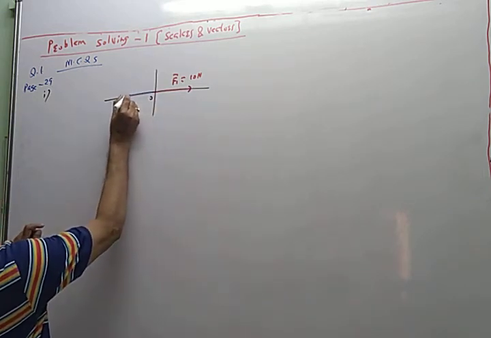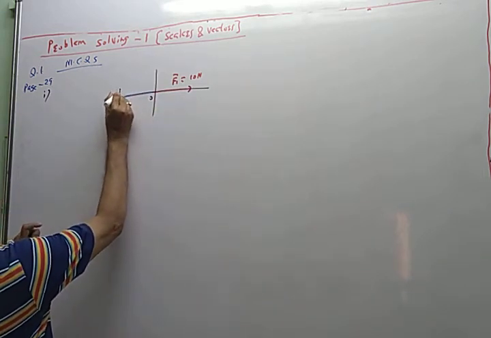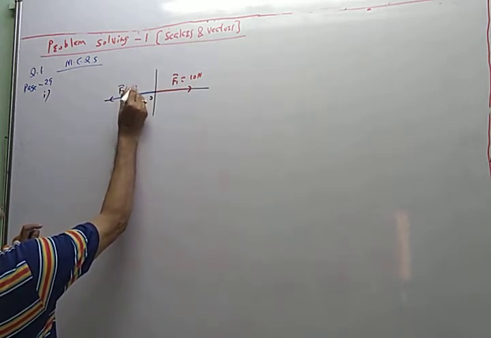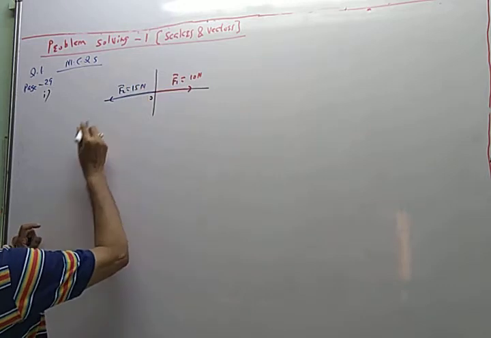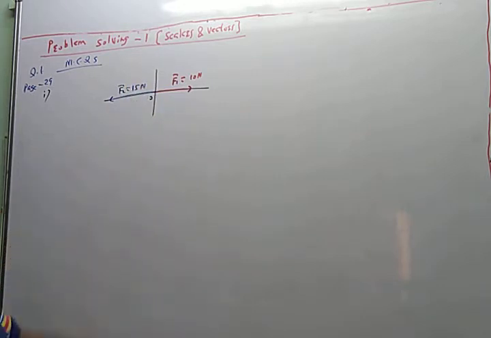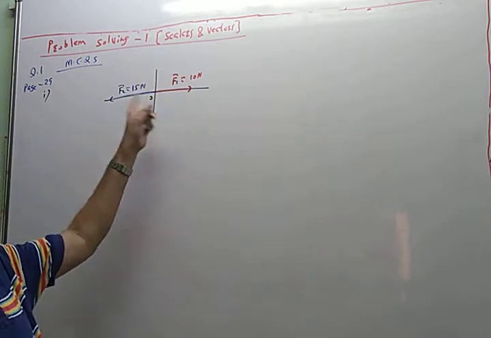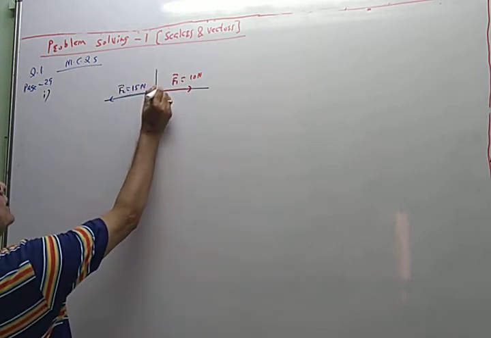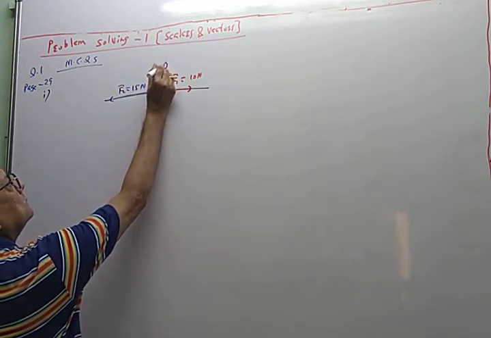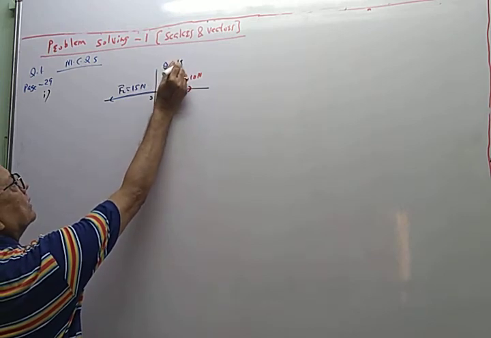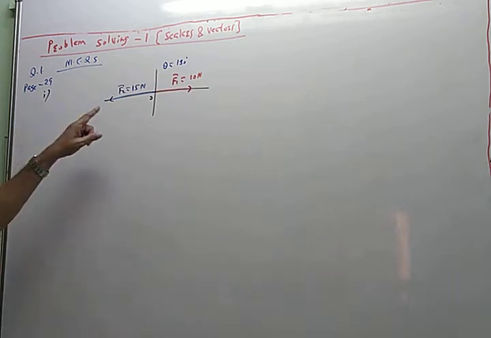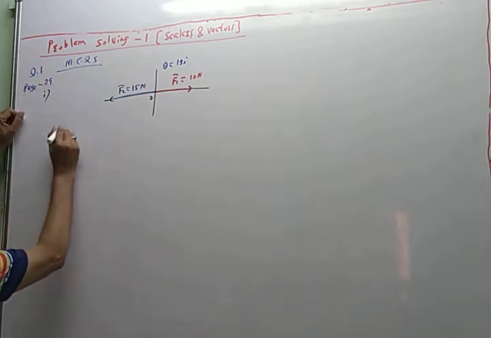In this direction, it is a larger force. F2 is equal to 15 Newton, and we have to find the resultant. So the angle between them is 180 degrees because they are in opposite directions. So theta is equal to 180 degrees.